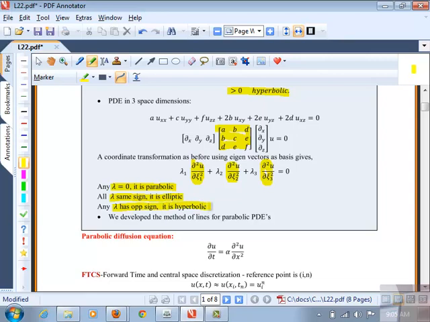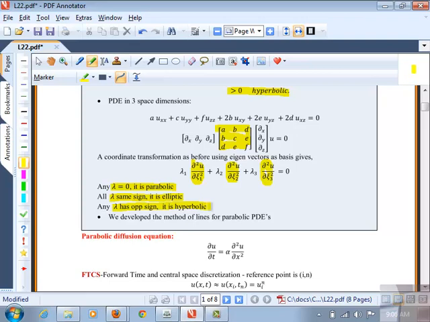And this approach is elaborated much more for systems of equations from two dimensions to three dimensions, etc., in the book by Lapidus and Pinder on numerical methods for partial differential equations. It is in the list of bibliography that I have given if you want to dig deeper into that. But from a physical point of view, we need to understand also what is the characteristic response of these three distinct systems, parabolic, elliptic, and hyperbolic.